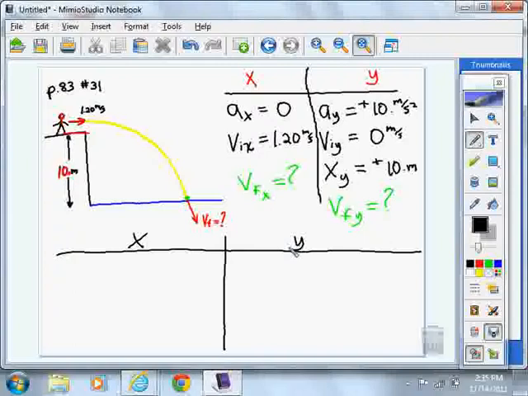So here's the thing. We know that the horizontal acceleration is 0. So however fast that projectile is going horizontally, it's always going to be going the same speed horizontally. So right here, it's still going to be going forward 1.2 meters per second. And finally, right before the diver hits the water, he or she is going to be going 1.2 meters per second. So we automatically know that the final velocity in the x direction is going to be equal to 1.20 meters per second.